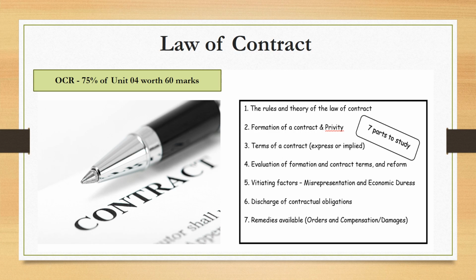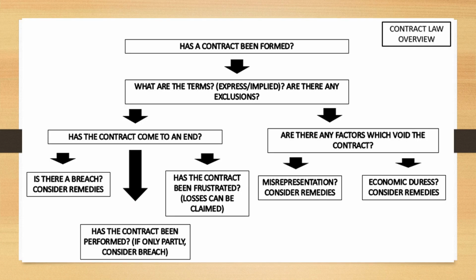We'll then look at some factors that may void a contract and how we can discharge our obligations under a contractual agreement as well. And then finally, remedies. So I would start by just showing you this visual. I see contract as a little bit of a story, an easy process flow, if you like, because we can start with whether a contract exists, and then we look at inside the contract, what are the terms to that contract. And then you can go on the right here, are there any factors that could void that contract? And we look at 2 factors on the OCR A level, but there are more out there. And then finally, has the contract come to an end?